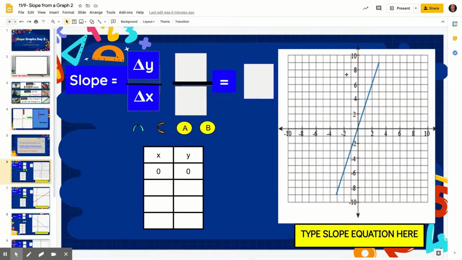On slide 6, we're provided a graph, and we need to do the following. We need to calculate the slope, fill out our slope table, and then type our slope equation. Slope is the change in y over the change in x, and step 1 to doing all of that was to find our friendly points.